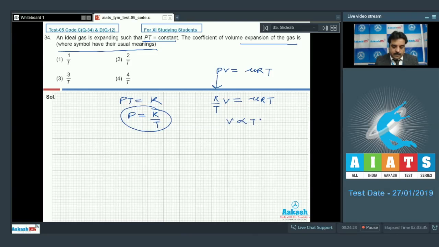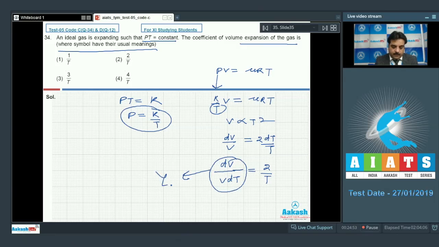So I can find V is proportional to T square. Now I am going to differentiate, so dV over V is equal to 2 times dT over T, because I would like to make the formula of volume expansion. So if I write dV over V dT, then you will find 2 upon T on the right hand side. And the question is asking for the coefficient of volume expansion. You know this is the formula of coefficient of volume expansion. So easily you can find gamma is equal to 2 by T. So option number 2 will be the right choice. Let's move on to question number 35.